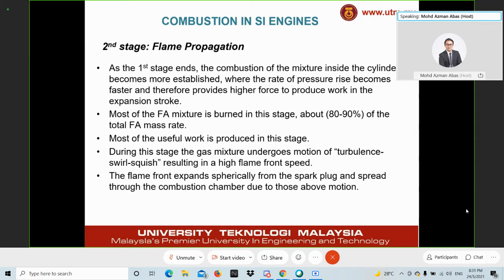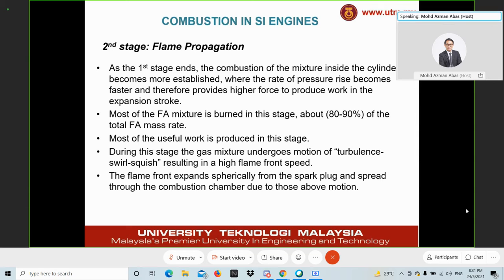Now is the strongest combustion phase, which is the flame propagation. So the combustion of this mixture inside the cylinder becomes more established, where the rate of pressure rise is aggressive, becoming faster, and therefore provides higher force to produce work.